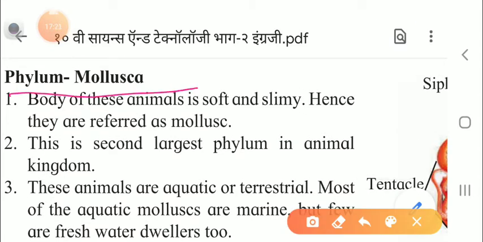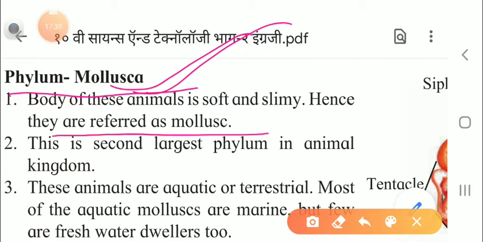Let us start with the phylum Mollusca. The body of this animal is soft and slimy. Soft means very delicate. That is why they are referred to under the phylum Mollusca. So the main characteristic is that the body is soft.